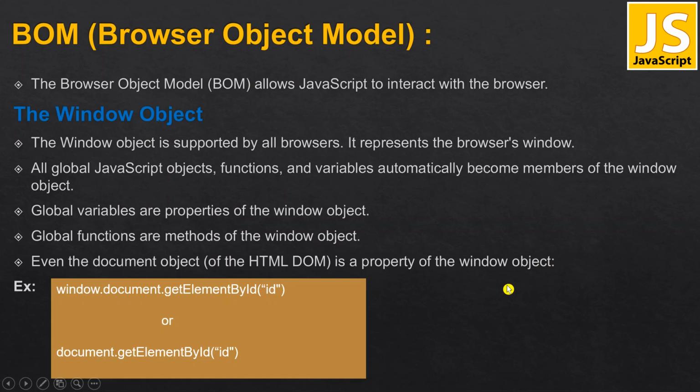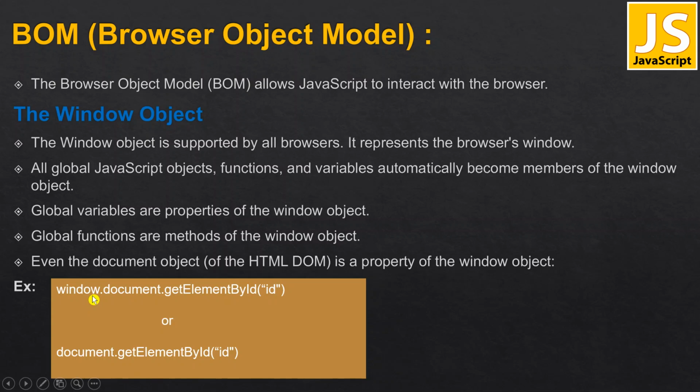That means a window is a container of the document. In turn this document contains the HTML elements. So you can actually write the code like this also: window.document.getElementById. The element exists in the document, and the document itself exists in that browser window.